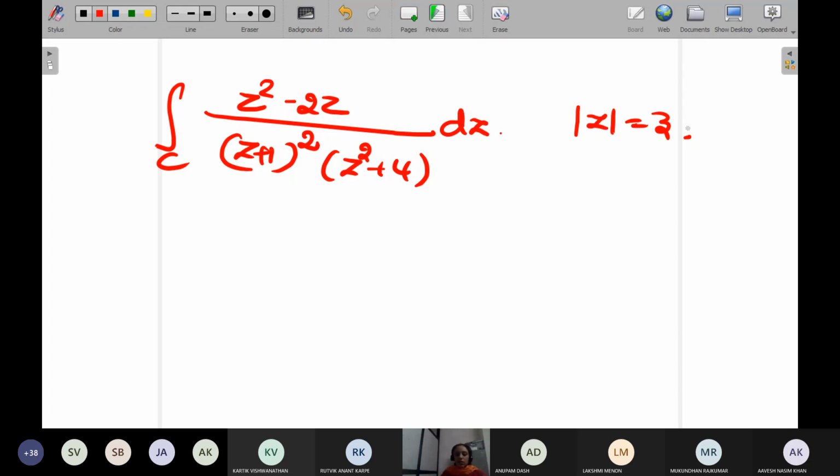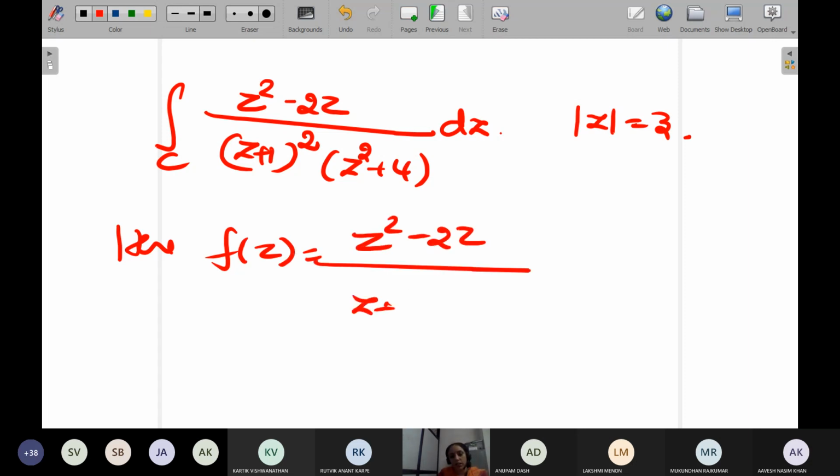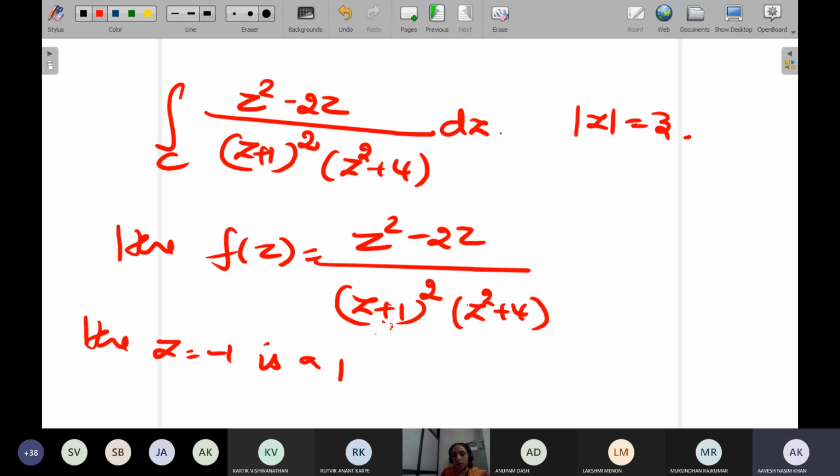Using Cauchy residue theorem. Again, write down here f of z is equal to (z square minus 2z) divided by (z plus 1) the whole square into (z square plus 4). Here, equate the denominators to 0. So we'll get z is equal to minus 1, which is a pole of order 2.